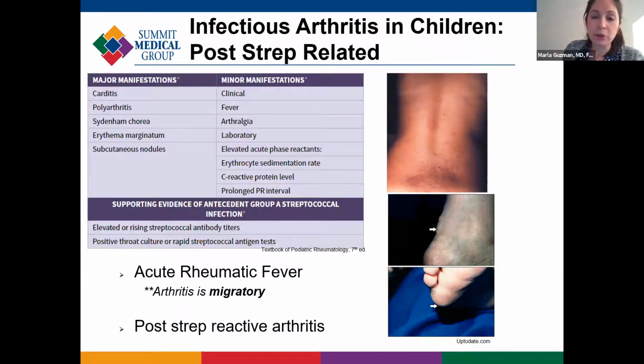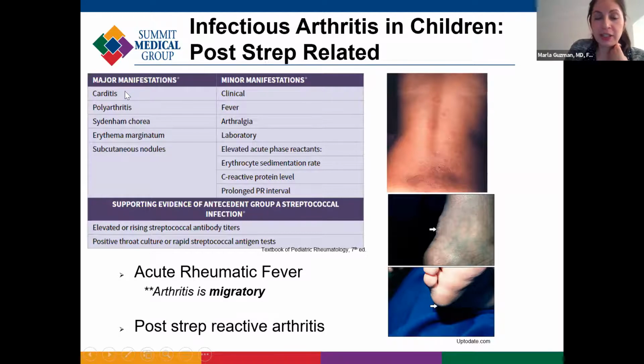Now, in order to make the diagnosis of acute rheumatic fever, you must have that evidence of the preceding strep infection, like I mentioned. And there are a couple of other manifestations that the child might have. On the left-hand side of the chart, there are something called the major manifestations. This is something called the Jones criteria. I'll go through each of them.